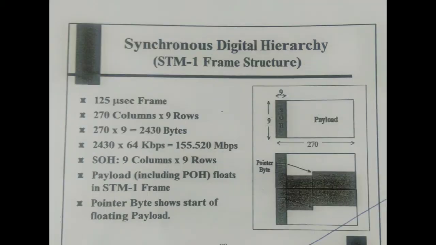So let's review how the STM frame looks. It has a 125 microsecond frame, 270 columns into 9 rows, so 2430 bytes, and the capacity is 155.52 Mbps. We have SOH, which is 9 rows into columns. Payload includes POH, the path overhead, which floats in the STM frame, and the pointer bytes show the start of the floating payload. We can see a small chunk of the frame structure in this diagram.